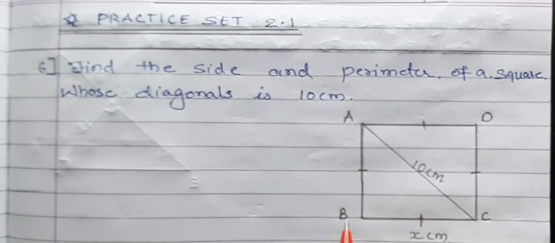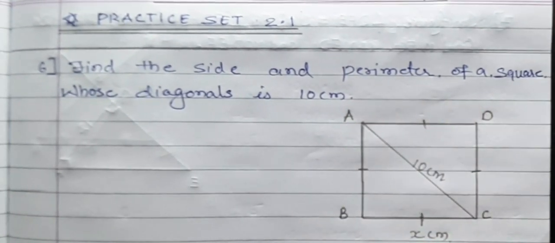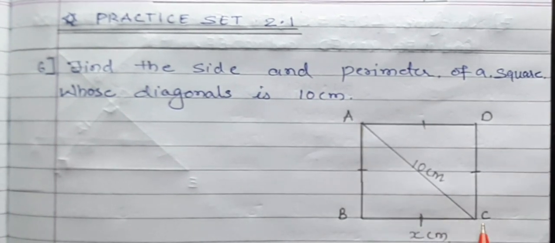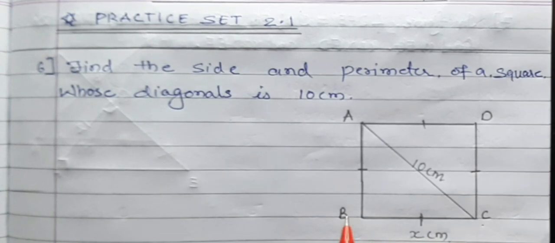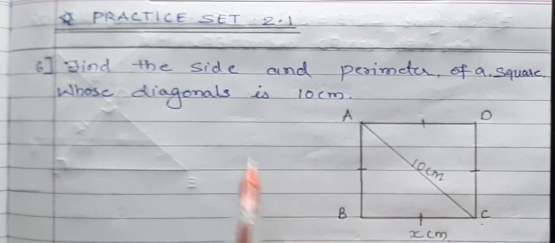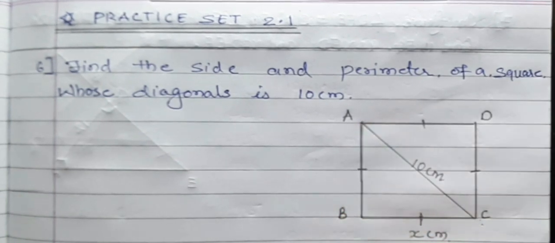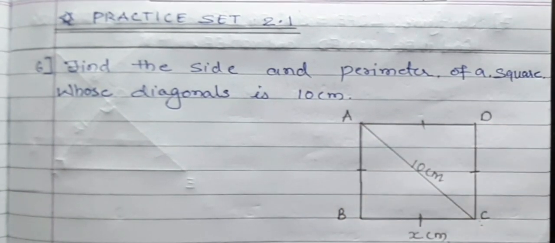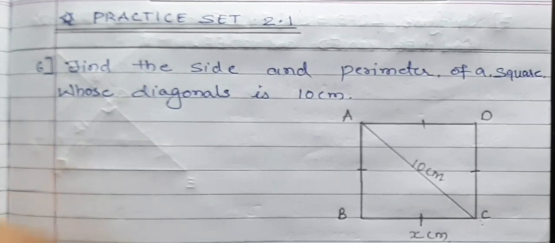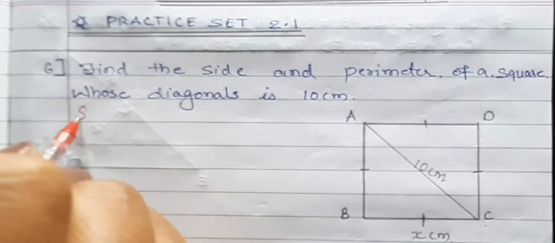Okay. So this is the square given to us, in which we have been given the diagonal that is 10 centimeter, right? And we are supposed to find the length of the side and the perimeter. Perimeter means the sum of all four sides we have to find out. Okay. So here we start with the solution.